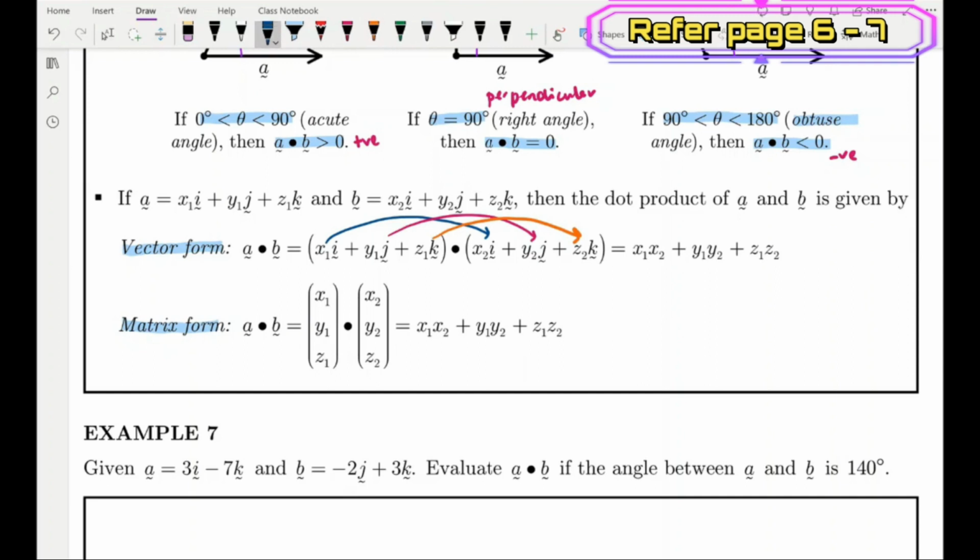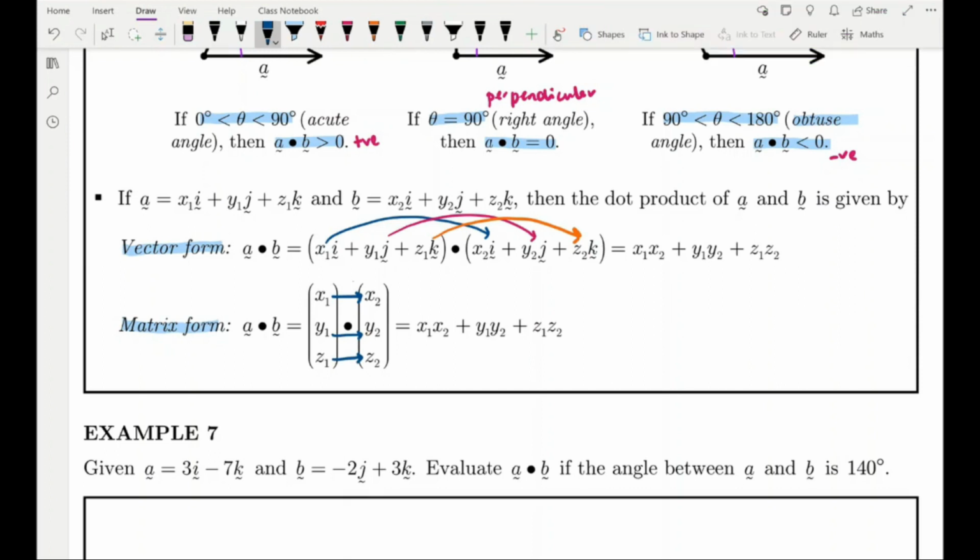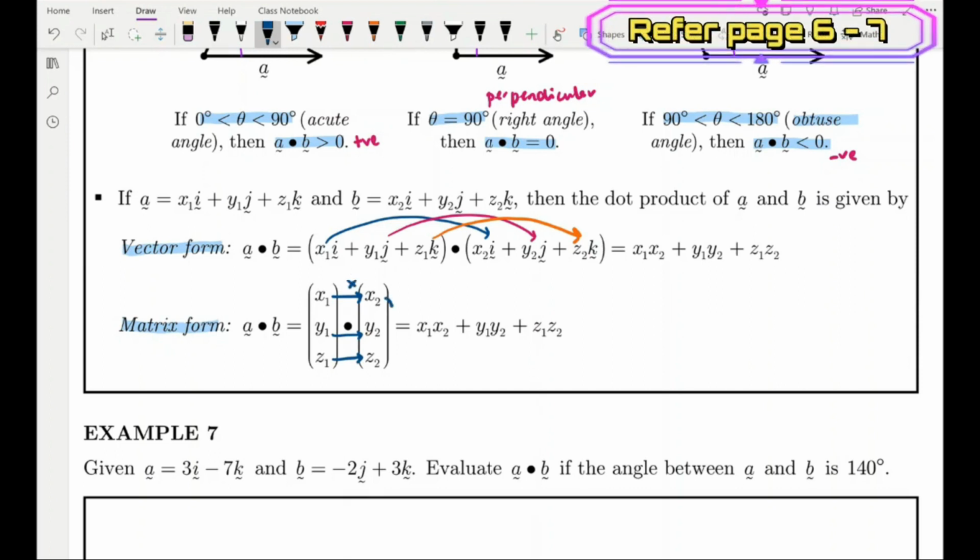Or we can rewrite it as matrix form, such as x1, y1, z1 and x2, y2, z2. The operation is still the same. That means x1 multiplied with x2, the i element with the i element, y1 and y2, and z1 and z2. Multiply, and then we just add the elements.